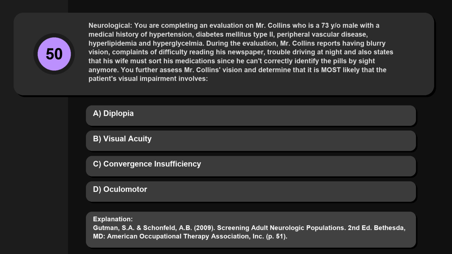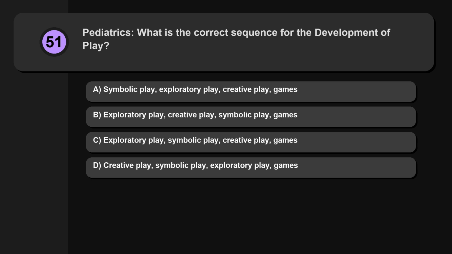Question 51. Pediatrics. What is the correct sequence for the development of play? Option A, symbolic play, exploratory play, creative play, games. Option B, exploratory play, creative play, symbolic play, games. Option C, exploratory play, symbolic play, creative play, games. Option D, creative play, symbolic play, exploratory play, games. The correct answer is option C.